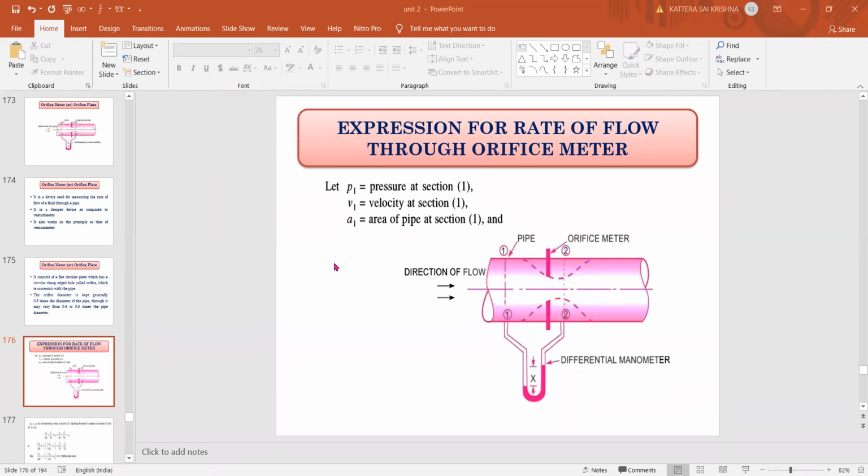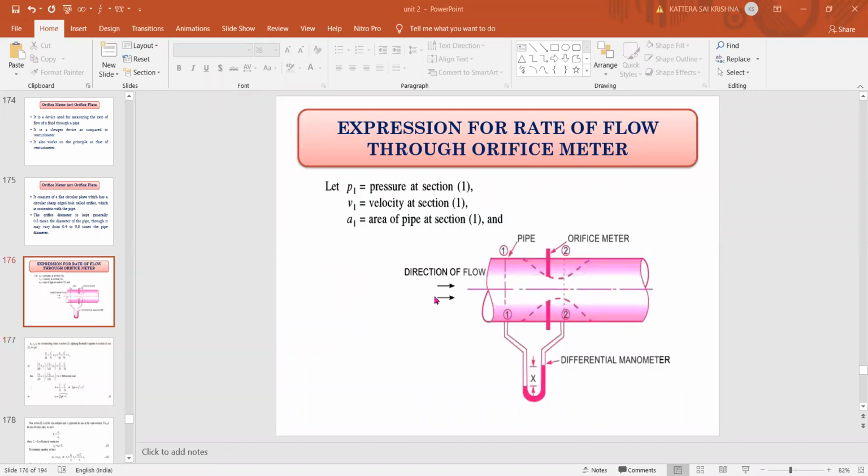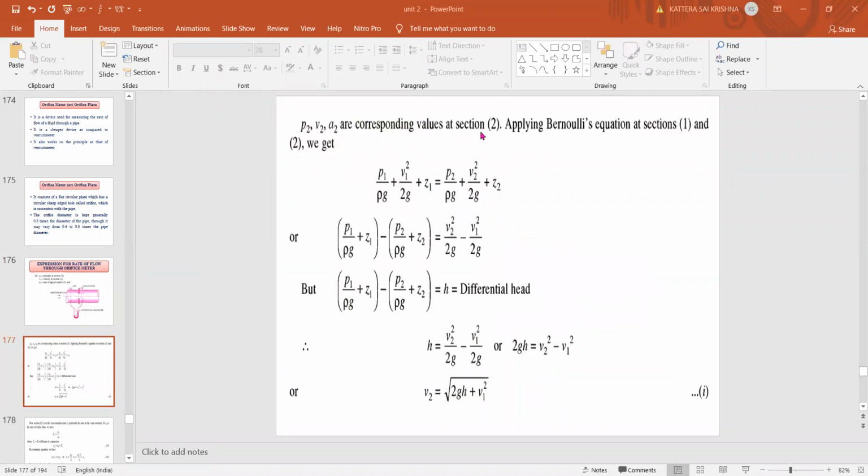So let P1 be the pressure at section 1, V1 the velocity of the fluid at section 1, and A1 the area of the pipe at section 1. Let us consider these three terms to derive our expression for the rate of flow. At section 2 we need the same things: P2 is the pressure at section 2, V2 is the velocity at section 2, and A2 is the area of section 2. Please copy the diagram roughly and write this.